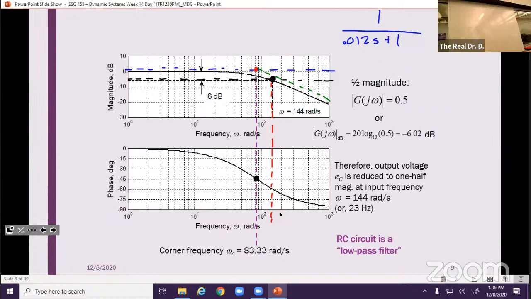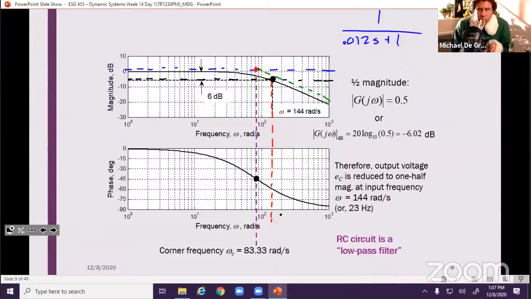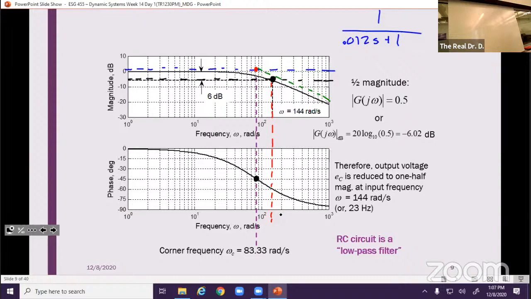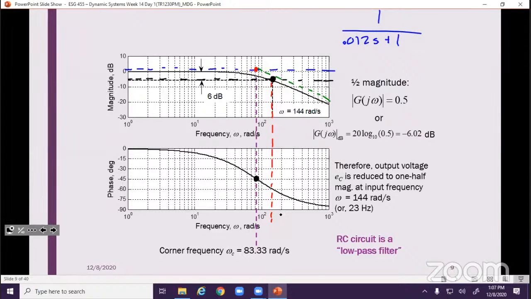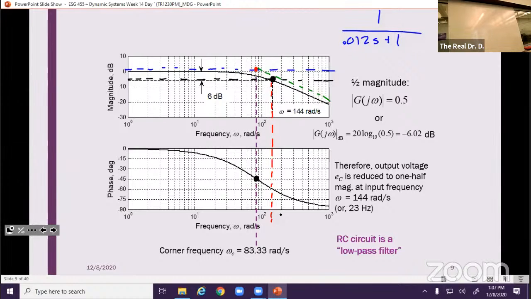Okay. Do you guys have any questions about this? So what would a high pass filter look like if this is a low pass? What would a high pass filter do? It'd be like the mirror of the low pass. Right. It would attenuate at low frequency and allow high frequency things to pass through, right?